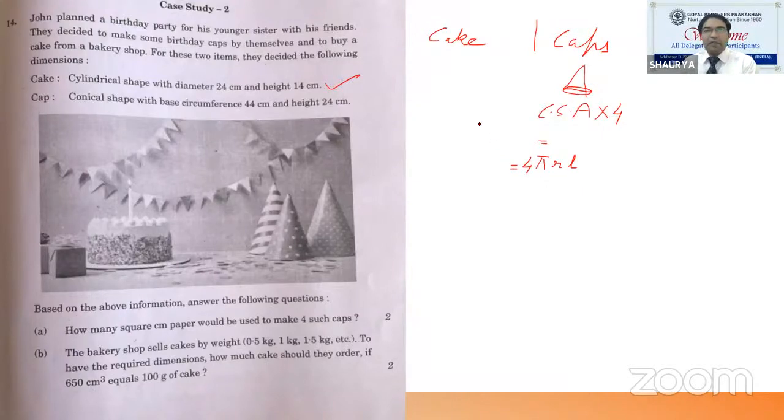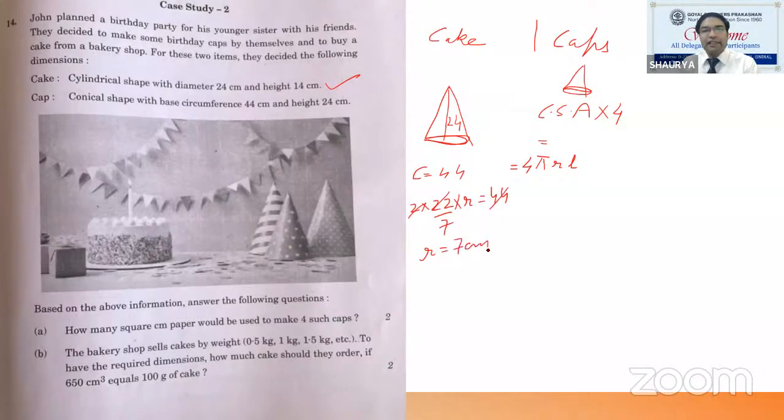Okay, now what parameters for the cone have been given to us? We have been given the height of the cone as 24. Further, the circumference of the base is given as 44. So we know circumference is 2 into 22 by 7 into r, that is 44. So that gets cancelled off. So the radius of the cone we know is 7 centimeter.